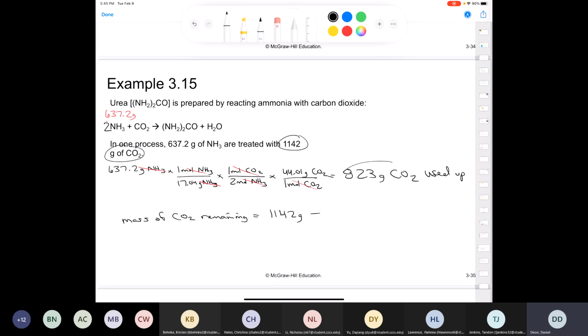Subtract what actually got used, and all that got used was 823 grams. And when we subtract that, we end up with 319 grams of CO2 remaining or left over, okay? And you could use that maybe for another reaction.